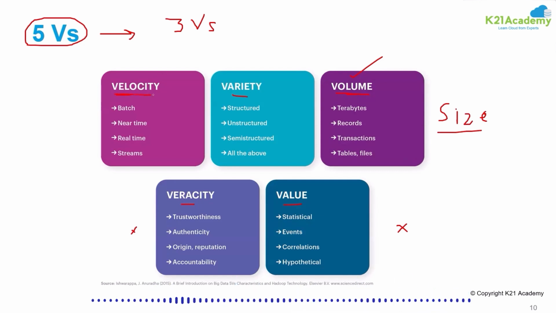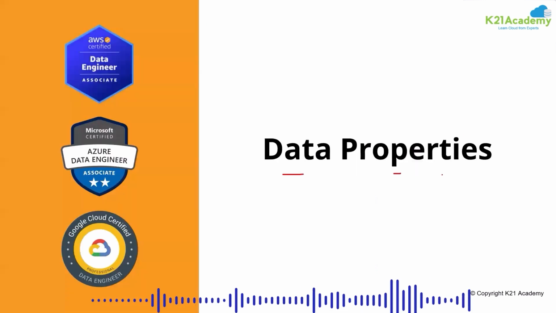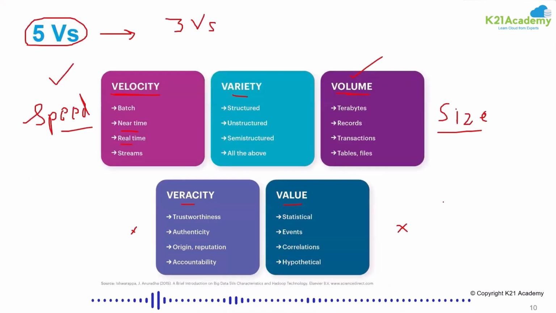Then velocity. Now, what exactly is velocity? We can say speed of data. Speed means not exactly the data, but the speed of updates, speed of generation of new data, speed of discarding your old data. Whether your data is coming in real time, whether your data is coming in near real time. So speed of data is again one of the important properties of your data to decide what particular application you may want to use.